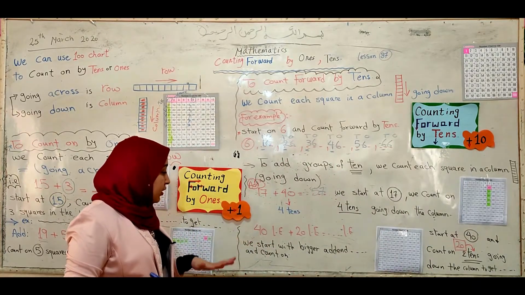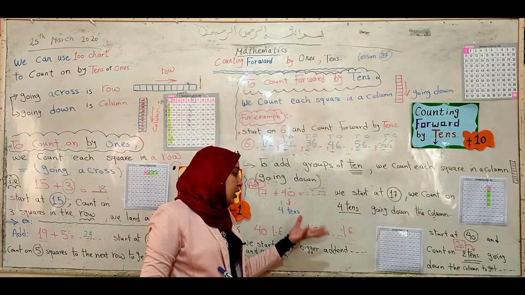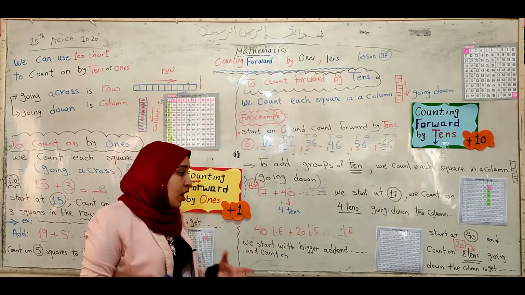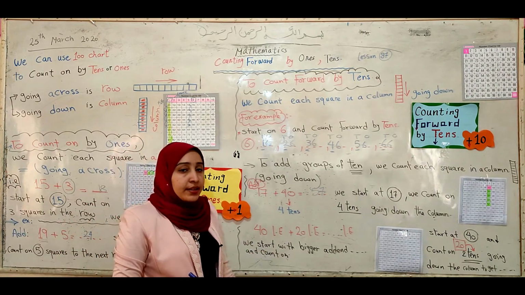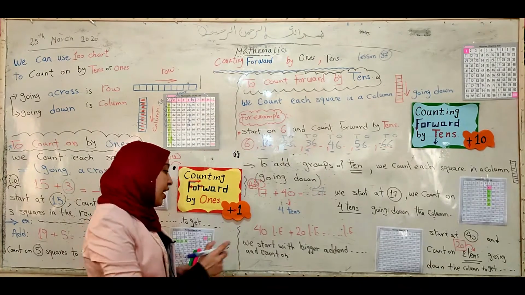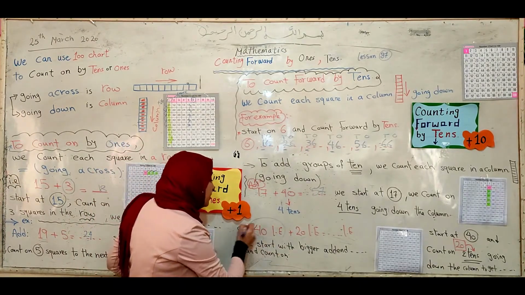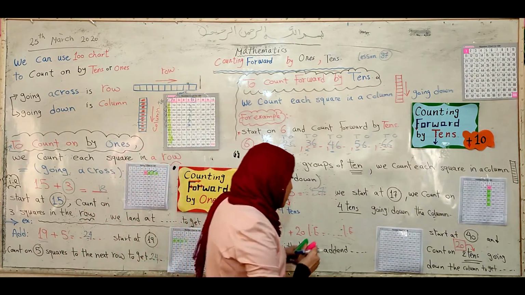The last example in our lesson today is 40 pounds plus 20 pounds equals what? We can use our number chart to solve this problem. We start with the bigger addend. Which is the bigger addend here, 40 or 20? I have here 40 is the bigger addend. So we start with the bigger addend, which is 40.